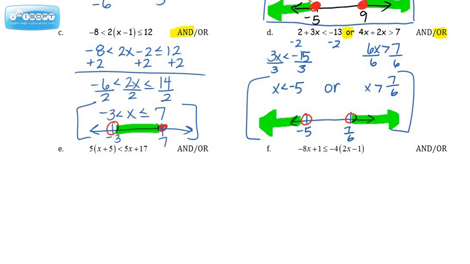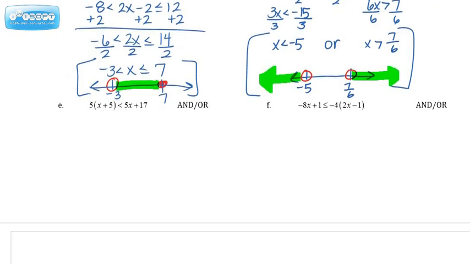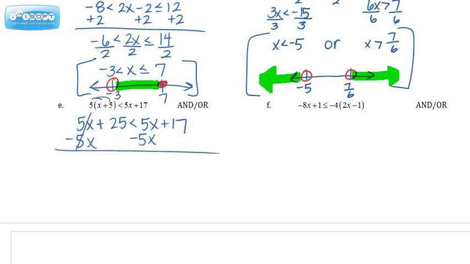We're going to move on to letter E. Now letter E is just another inequality. So we're just going to distribute, first of all, so we get 5x plus 25 is less than 5x plus 17. And I need to isolate the variable, so I'm going to subtract 5x. And when I do that, I get 25 is less than 17. Now, is that a true or a false statement? Hopefully you would identify that as a false statement, right? Because that's never true. 25 is never less than 17. So that means you have no solution.